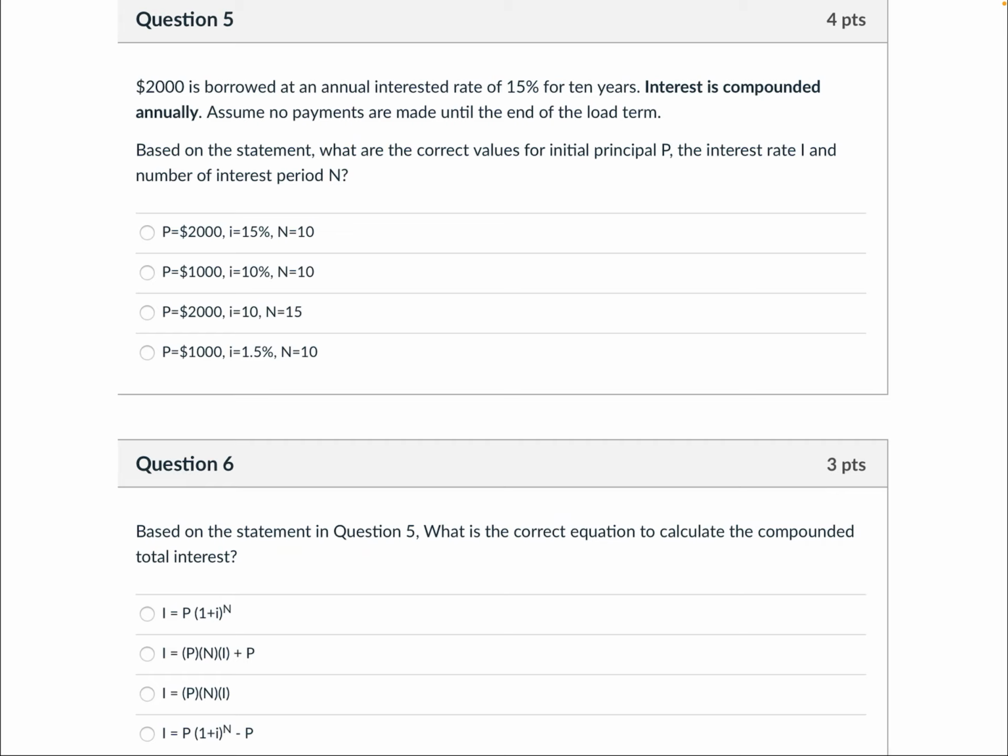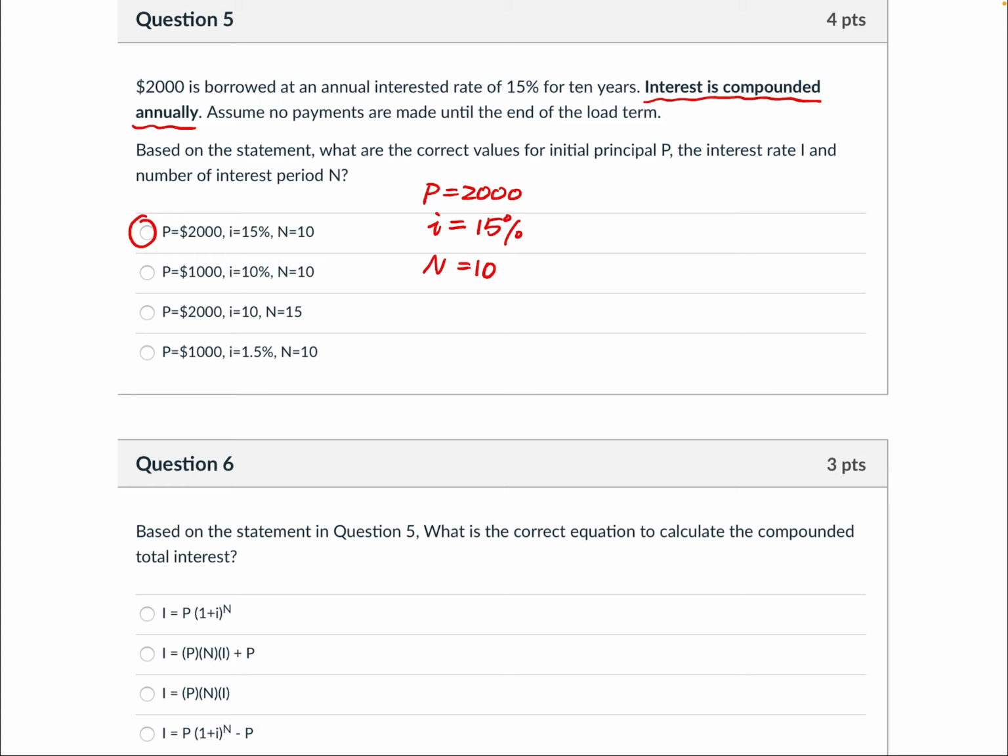Another question, it's basically the same numbers, but it's compounded interest, okay? It's not simple interest, and it's compounded annually. So principal is still 2,000, and interest rate is still 15% because it's compounded yearly. So the yearly annual interest rate is going to be the right interest rate used. And then number of interest periods, again, it's compounded yearly, so it's number of years. So n is 10. Okay, and so it's 2,000, 15%, and 10.